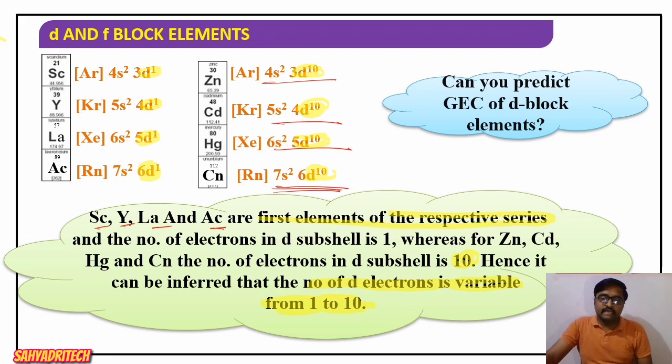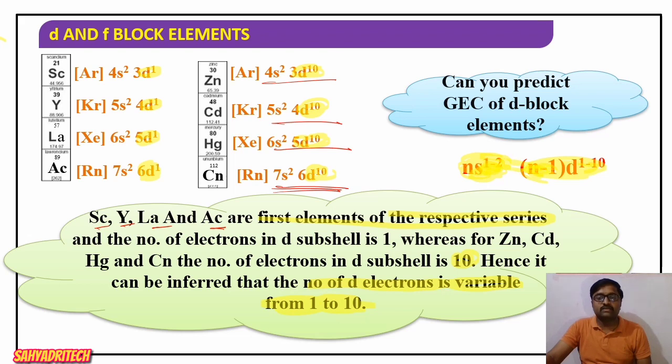Now by analyzing all this, can you guess the general electronic configuration for d block elements? What I can say is ns1-2 (n minus 1) d1-10. What is the variable here? The ns subshell may have 1 or 2 electrons, and the (n minus 1) d subshell may have 1 to 10 electrons.